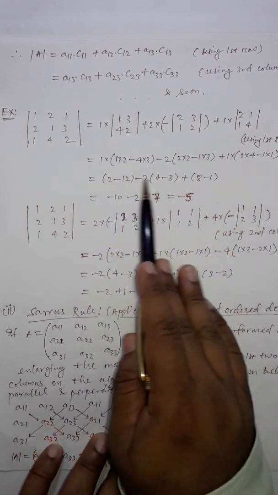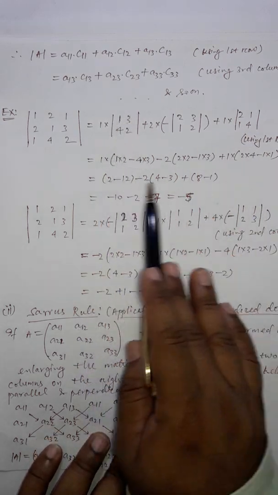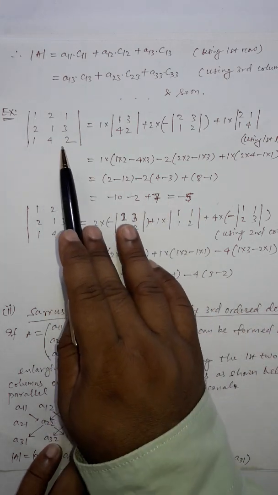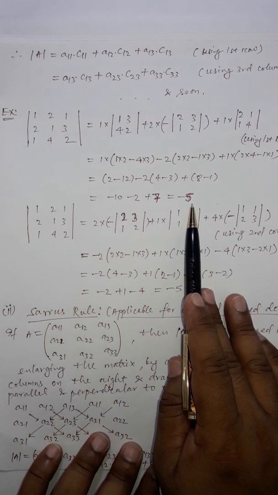Then you can further calculate it by expanding these 2 order determinants, and you can find the value as minus 5. So, the value of this determinant is minus 5.